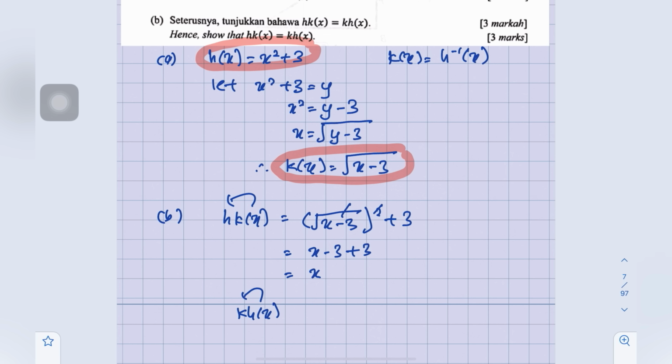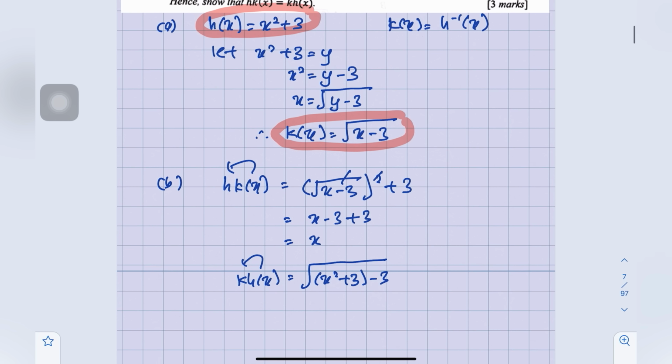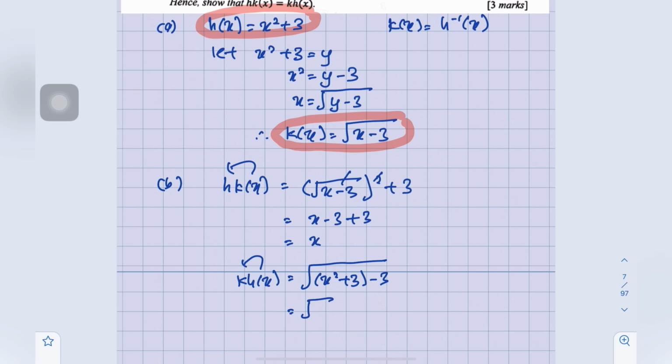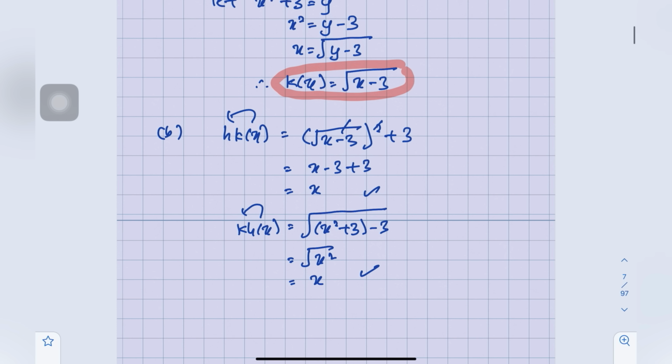Then the right side, we try to find kh(x). Okay, h into k. So k into h is square root of x squared plus 3 minus 3. So this one is square root of x squared, which equals x. Okay, same. So therefore hk(x) equals kh(x).